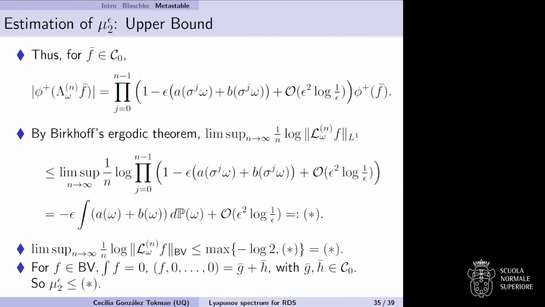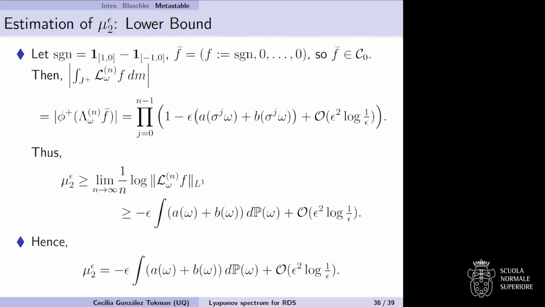And so we can iterate that and get that the mass on each of the components decays with this rate that we can approximate using Birkhoff's ergodic theorem. And so we get an upper bound for the L1 norm of these functions given by this epsilon times the integral plus an error term. So that's an estimate for the L1 norm. Of course, we need to estimate also the bounded variation norm to get metastability. But that comes from the Lasota-Yorke inequality. If we have something outside the essential spectral radius, the two growth rates will be the same. And because we can decompose a function of bounded variation as a sum of two functions in this invariant set, we get an upper bound for the second Lyapunov exponent.